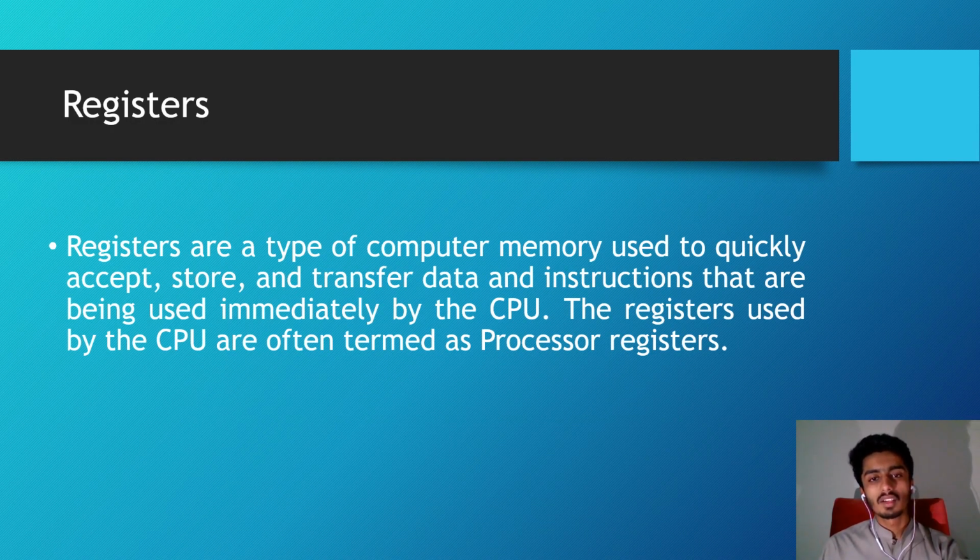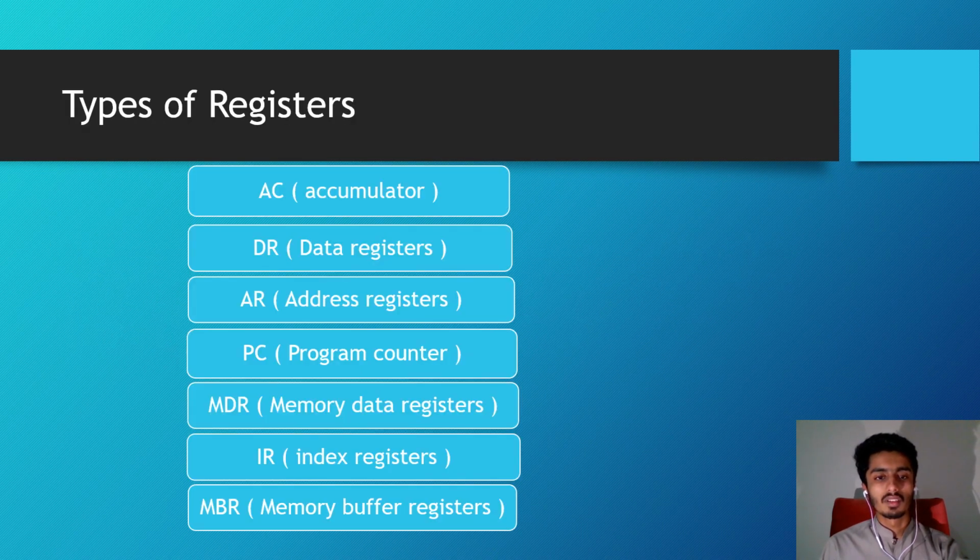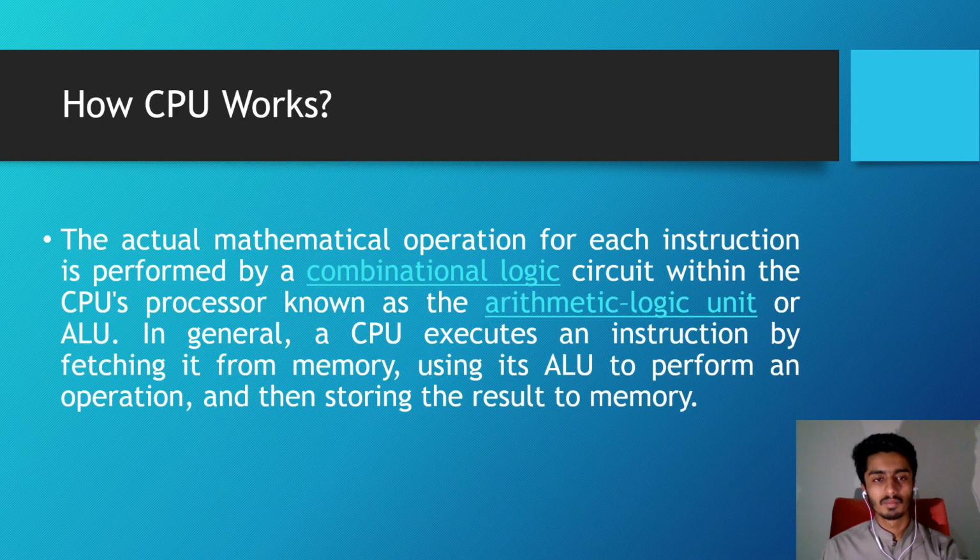Registers. Registers are a type of computer memory used to quickly accept, store, and transfer data and instructions that are being used immediately by the CPU. The registers used by the CPU are often termed as processor registers. Types of registers. These are all the types of registers, which are AC accumulator, DR data registers, AR address registers, PC program counter, MDR memory data registers, IR index registers, MBR memory buffer registers.